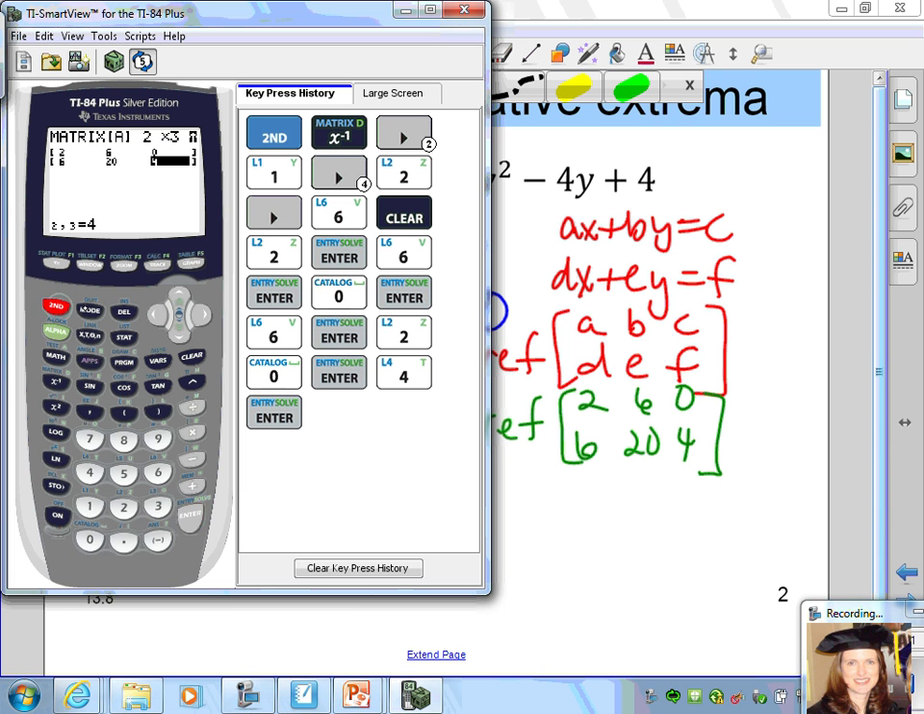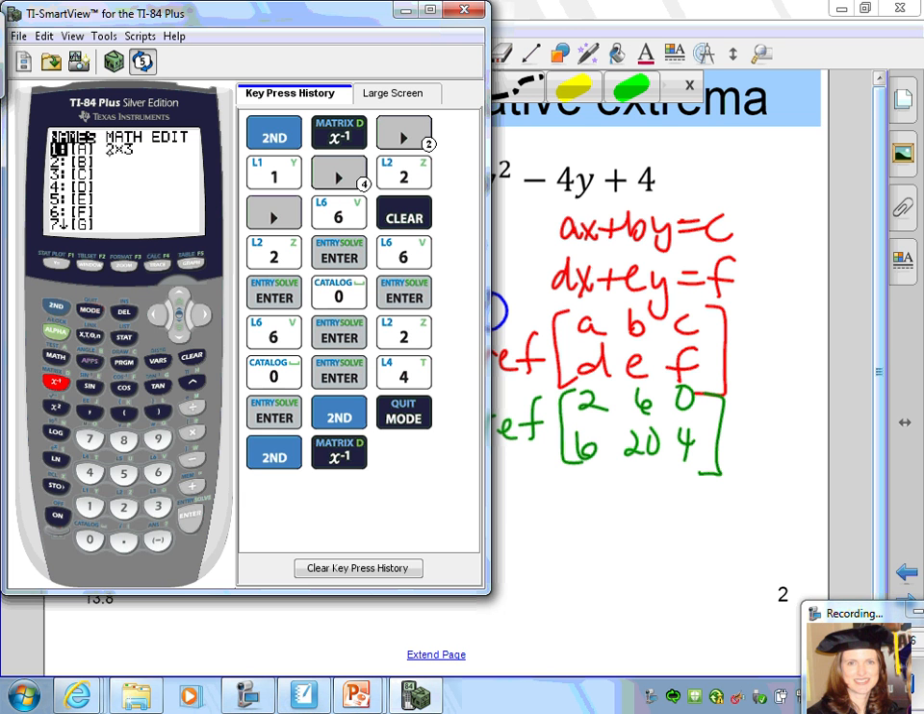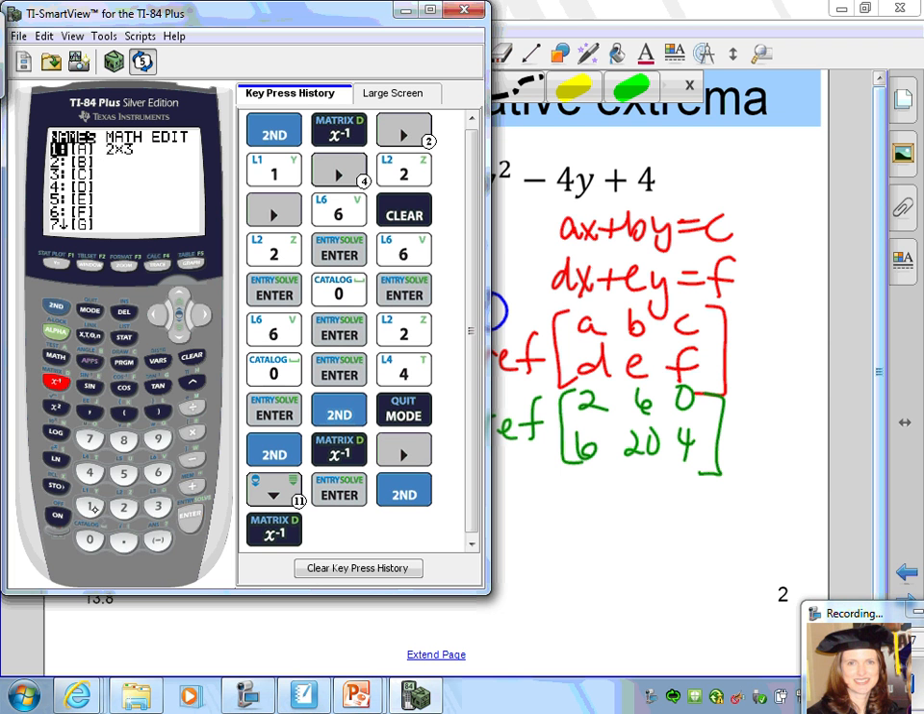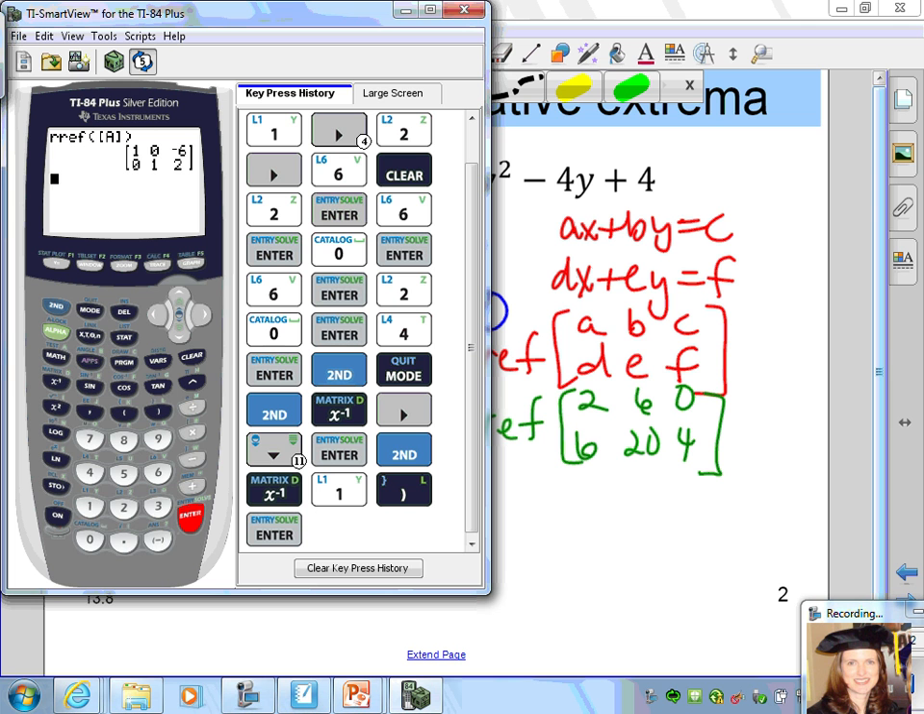Now we're going to quit this screen, second quit, go back to the matrix menu, and this time go to the math command and scroll down until we find the command for RREF. That's reduce row echelon form. In this case it's letter B. I'm going to press enter. I need to have it reduce the matrix that we just created, so we go back to the matrix menu, select the name of the matrix that you edited, and press enter. By reducing this, we get the matrix 1, 0, negative 6, and 0, 1, 2.